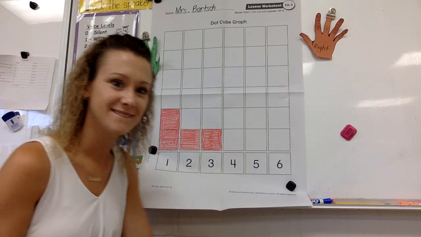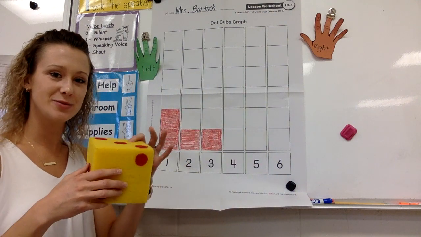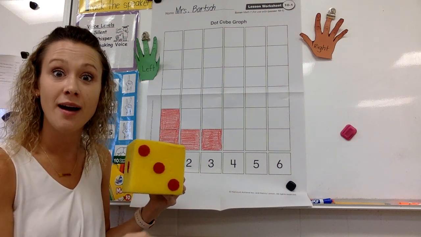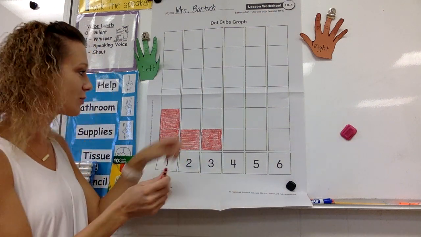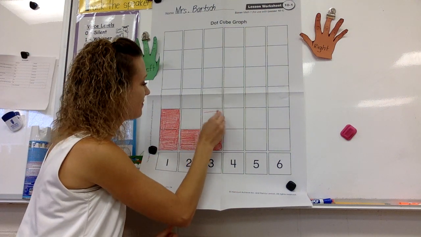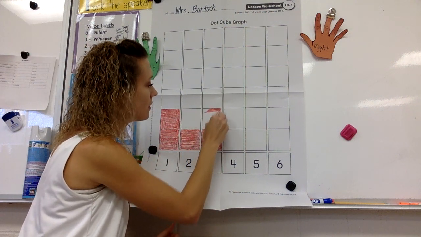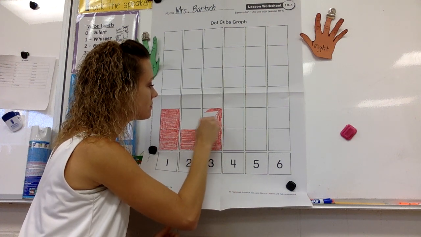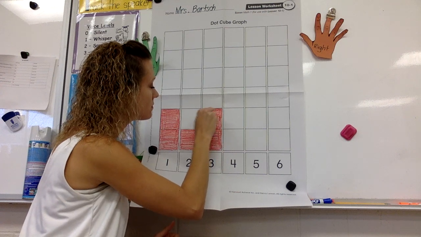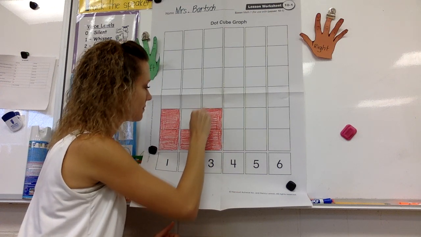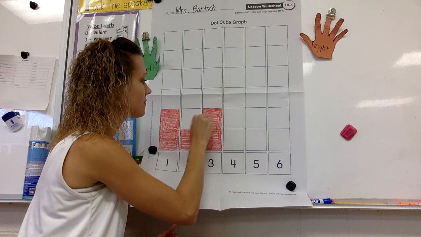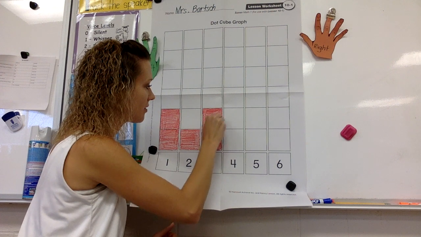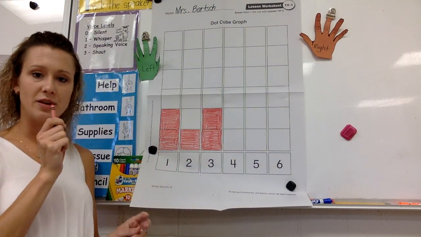Oh, look what number was on top. Count with me. Ready? Go. 1, 2, 3. All right, color another square by number 3. Go. All right, you should be coloring in 1 more square by number 3. Then you can park your red.